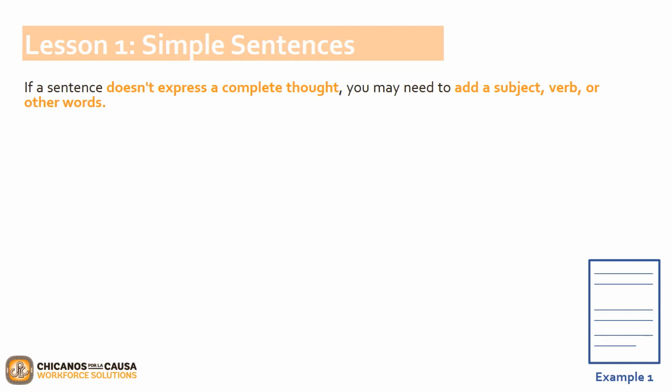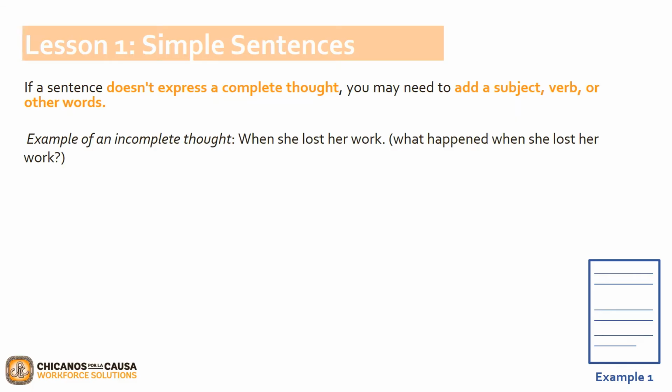If a sentence doesn't express a complete thought, you may need to add a subject, verb, or other words. An example of an incomplete thought would be the following sentence. When she lost her work. What happened when she lost her work? A complete thought for this example would be, Mary was very frustrated when she lost her work.